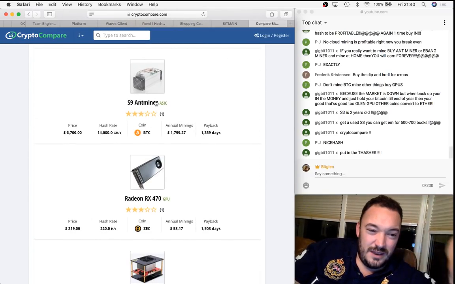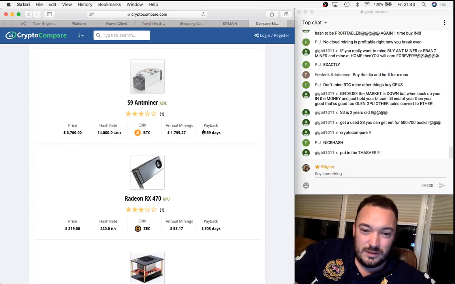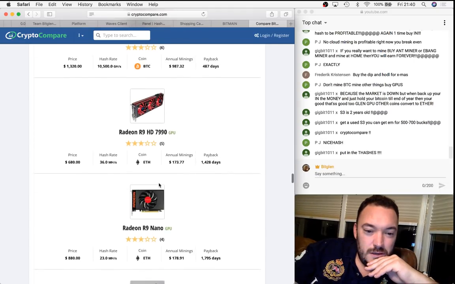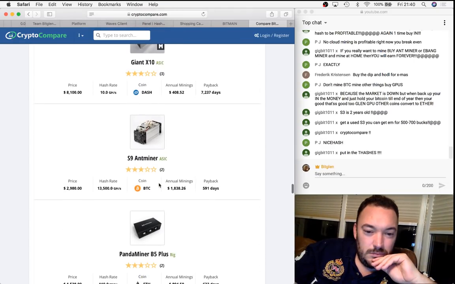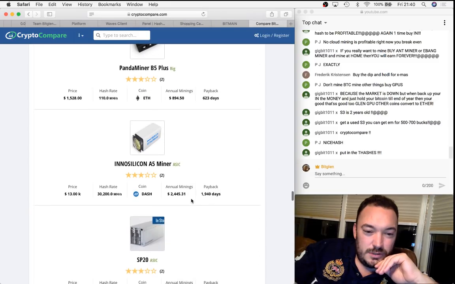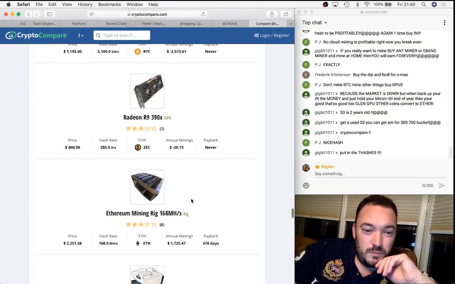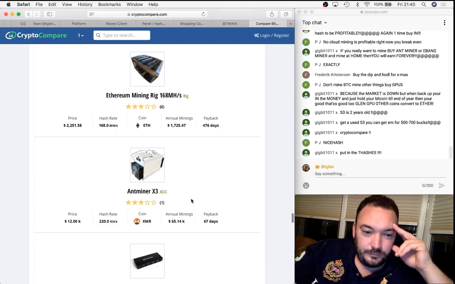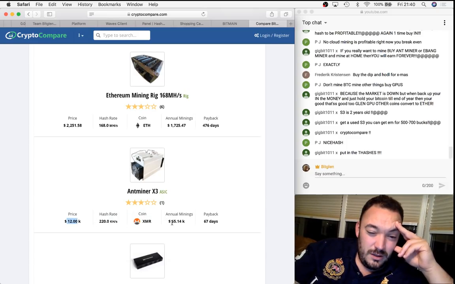Oh, what's this one? I was saying that this website's all over the place. Oh, because of the price of the machine being so high. Yeah, silly prices. I suppose it all depends on what price you pay for it. But anyway. Yeah, look, this one, 12k. Yeah, that's the one I was looking at. Antminer X3. 12k. Mines Monero. 67 days. Well, that's pretty good. It says it's going to earn you 65k.